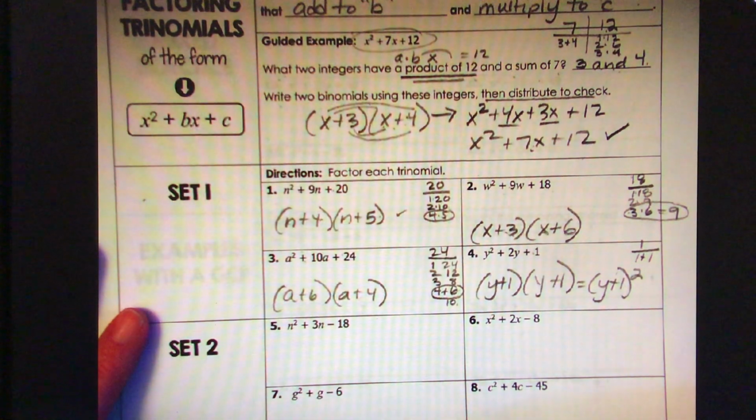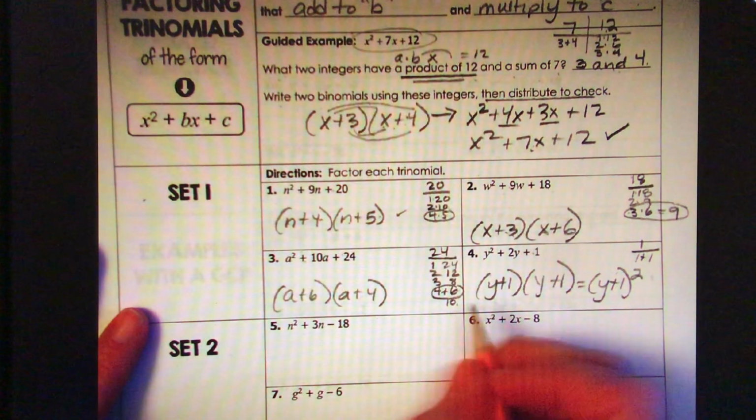Okay. Set 2. I'm going to do all four of these because now we have some subtraction signs. It might get a little more complicated. So now I have to think of 18.